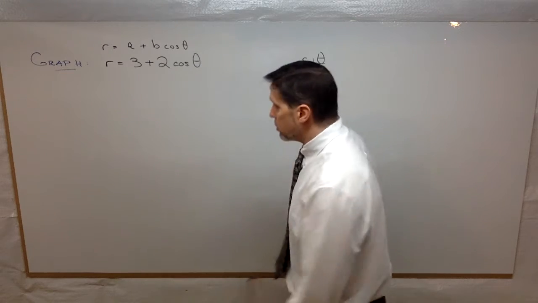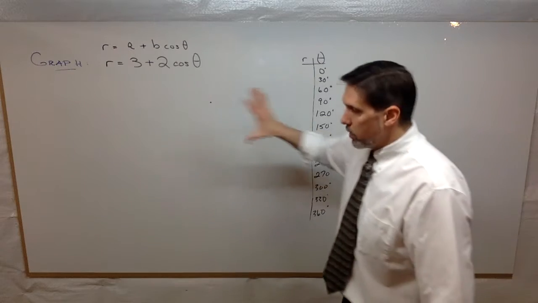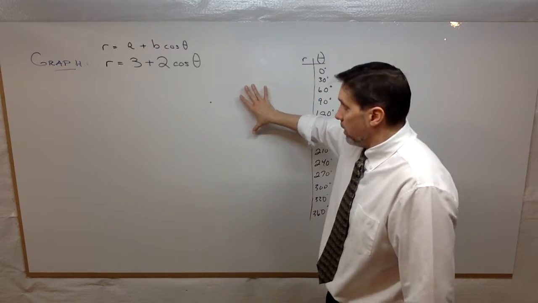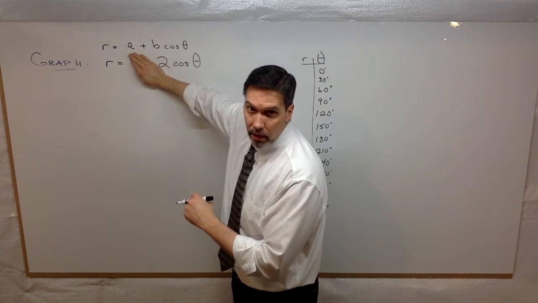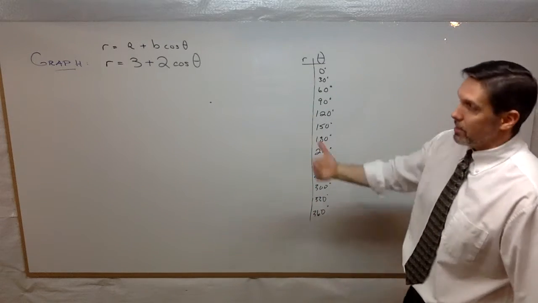Since it is a cosine limaçon, if this is the pole, the majority of this limaçon is going to be to the right of the pole, just like it would be if we had a circle, R equals cosine theta, that passes through the pole. All right, now which type is this?